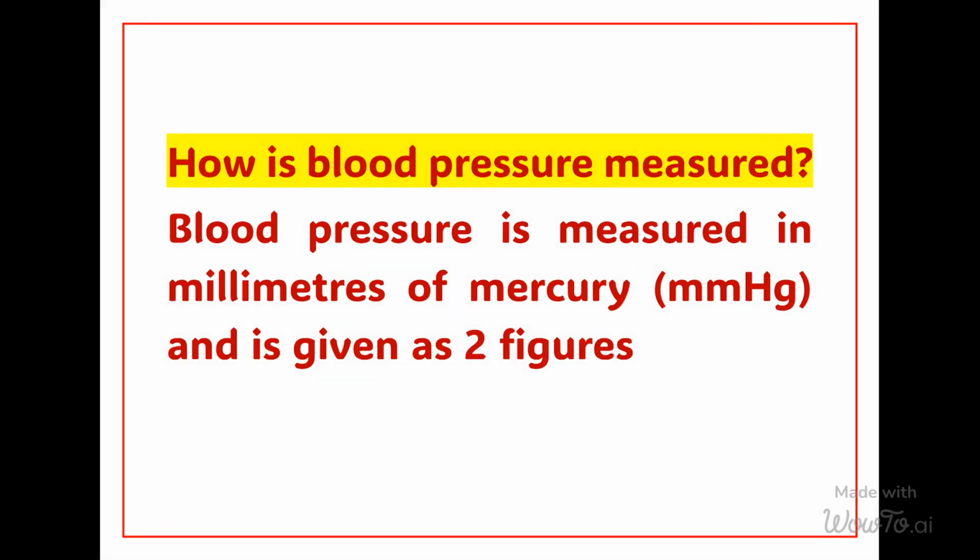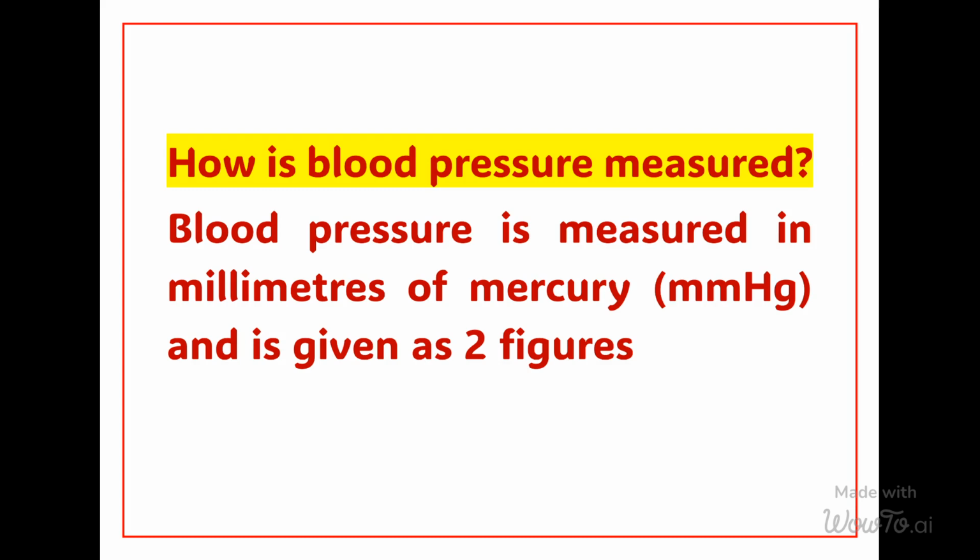Blood pressure is measured using a device called a sphygmomanometer. The process involves wrapping an inflatable cuff around the upper arm and then inflating it to temporarily stop the flow of blood in the brachial artery. As the air is slowly released from the cuff, a healthcare professional listens to the sounds of blood flow in the artery using a stethoscope.